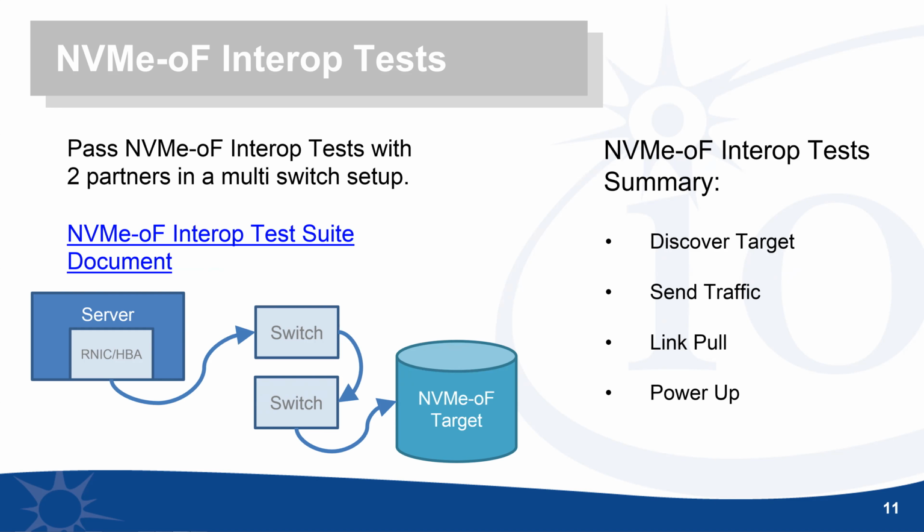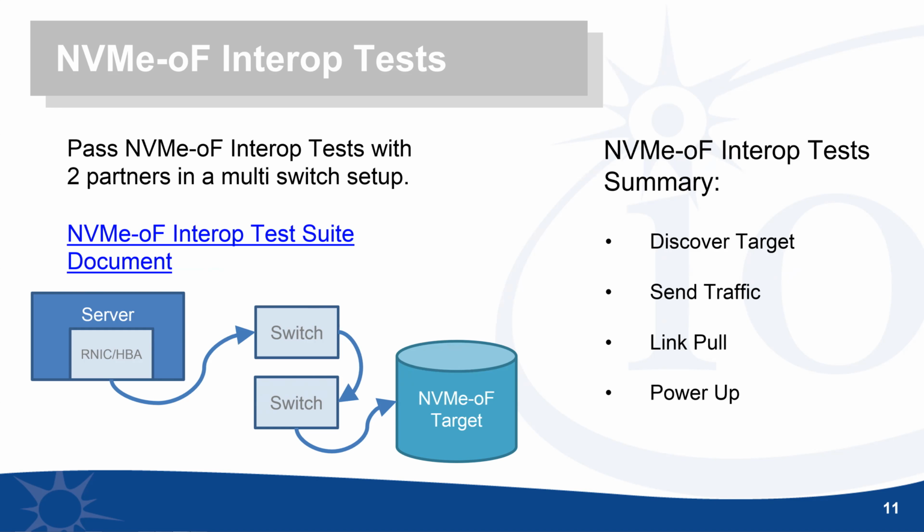For the interop testing on the right-hand side, you would be able to discover targets. You'd then send traffic, and the first time we send traffic, it's for about 15 minutes. Then we're going to do a series of link pulls and power-up sequences, which would happen against each one of the elements in this topology. So the server would be brought down, brought back up, and we'd make sure we can send traffic successfully for 1 minute. And then you would perform the same kind of link pull between the two switches, so the ISL between the switches, and then of course the link between the switch fabric and the target itself.